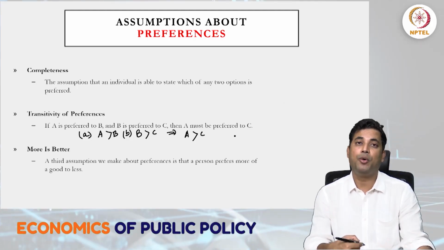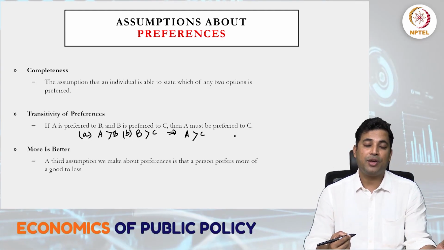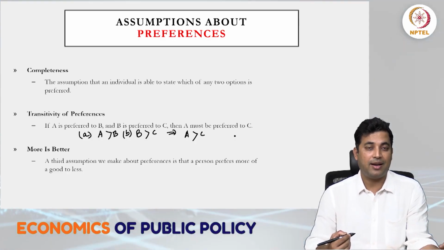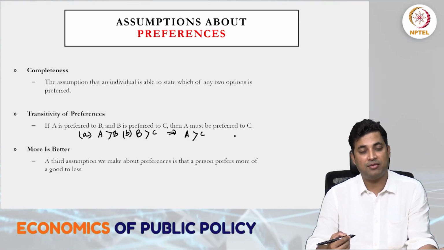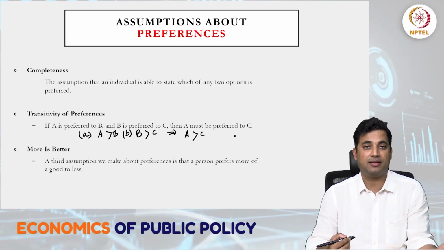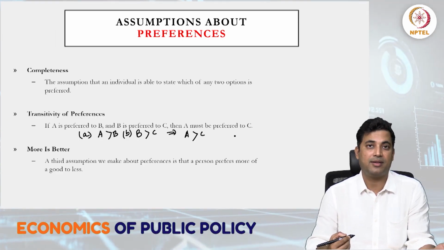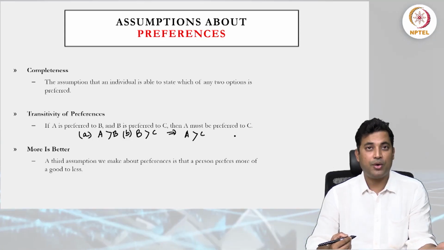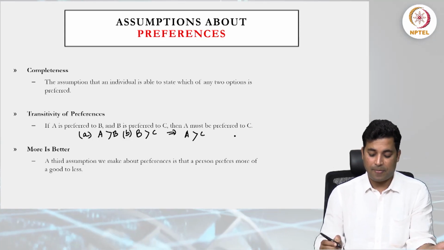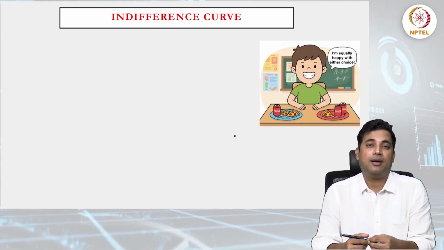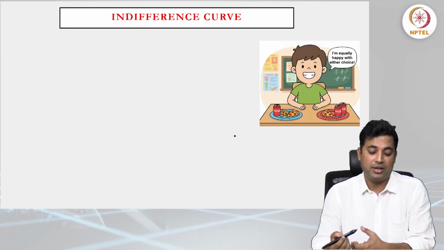The third point: more is better. If I have only one commodity, in this case pizza, for lunch, then more pizza is always better than less pizza, until my satisfaction is saturated. So more is better.